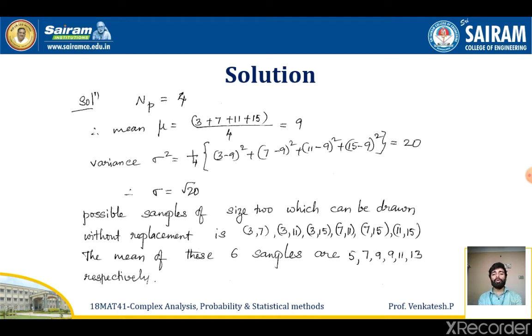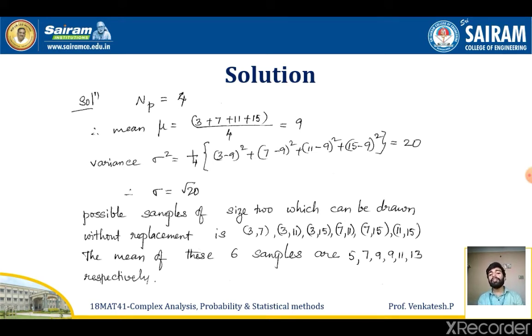Now I want to find the mean of these samples. Adding the two numbers of the first sample and dividing by 2, I get 5. Adding 3 plus 11 divided by 2, I get 7. 3 plus 15 divided by 2 gives 9. 7 plus 11 divided by 2 gives 9. 7 plus 15 divided by 2 gives 11. 11 plus 15 divided by 2 gives 13. So these are the sample means.